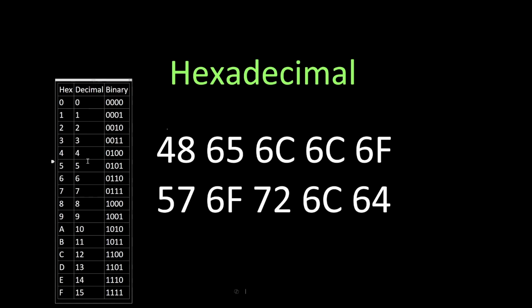You can see 0 through 9, no change. That's what we're familiar with. But then we get to A, B, C, D, E, F. So A is going to be the equivalent of saying 10, B is 11, C is 12, D is 13, E 14, and F is 15. So if you have hexadecimal of just F, that's like saying 15 in regular decimal.